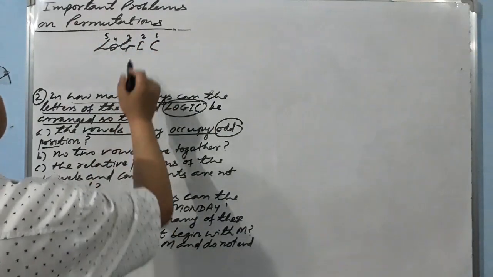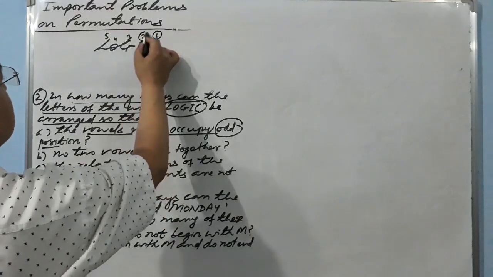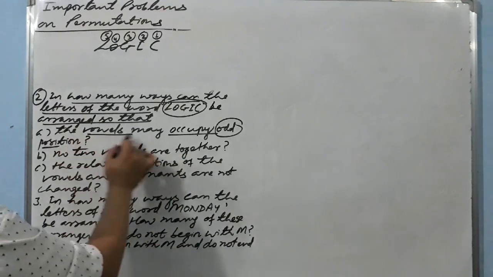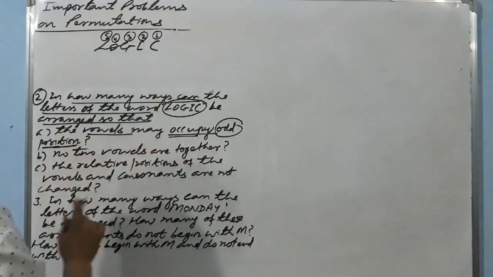1, 2, 3, 4, 5. So there are 5 letters. Here the vowels may occupy odd positions.